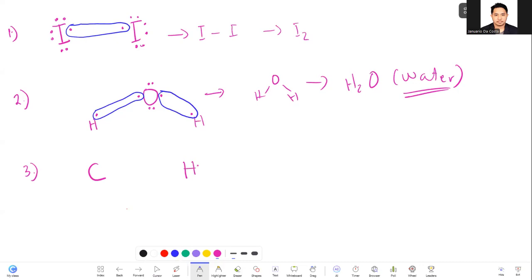How do you think carbon does bonding with hydrogen? How do you guys think?